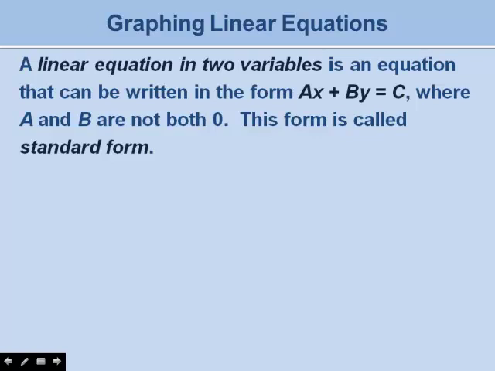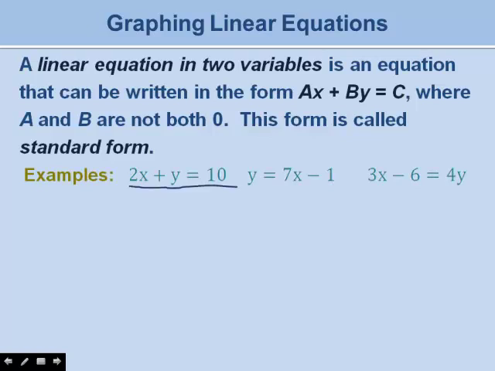A linear equation in two variables is an equation that can be written in the form ax plus by equals c, where the a and the b are not both 0. This form is called standard form. Here are some examples of linear equations. Not all of these are written in standard form.